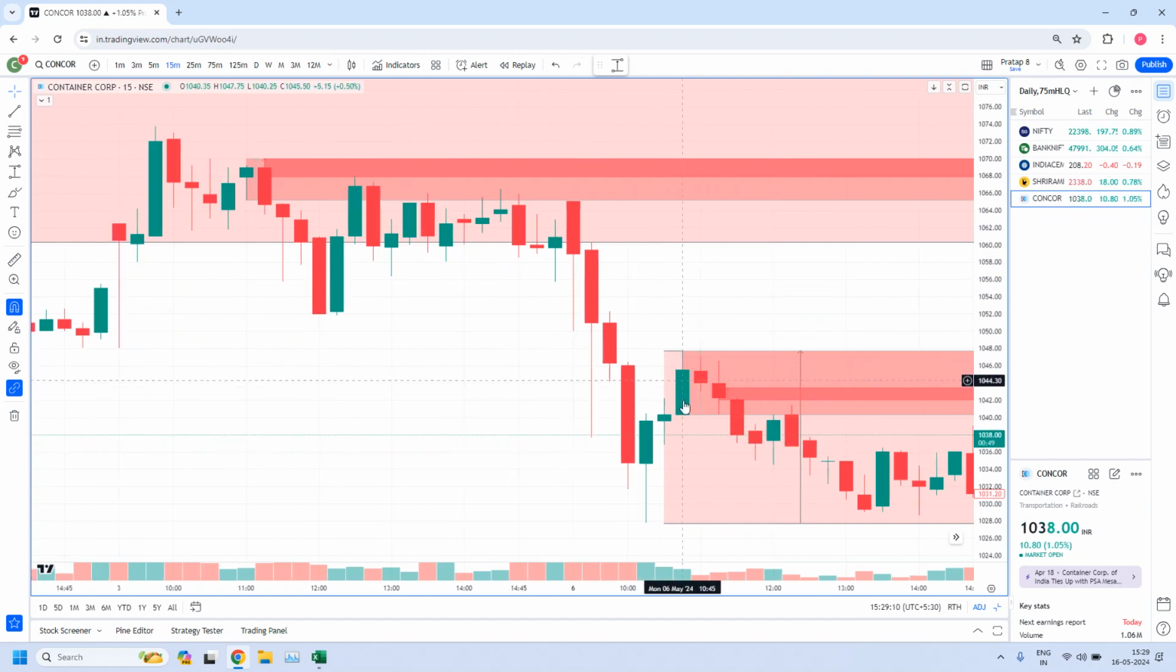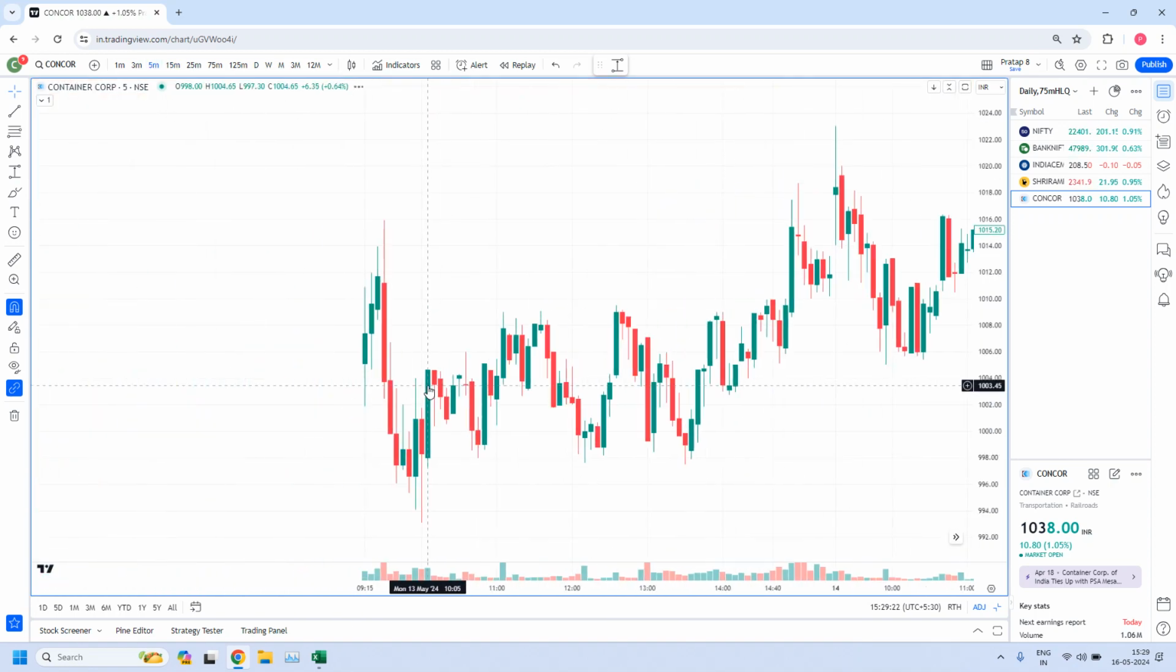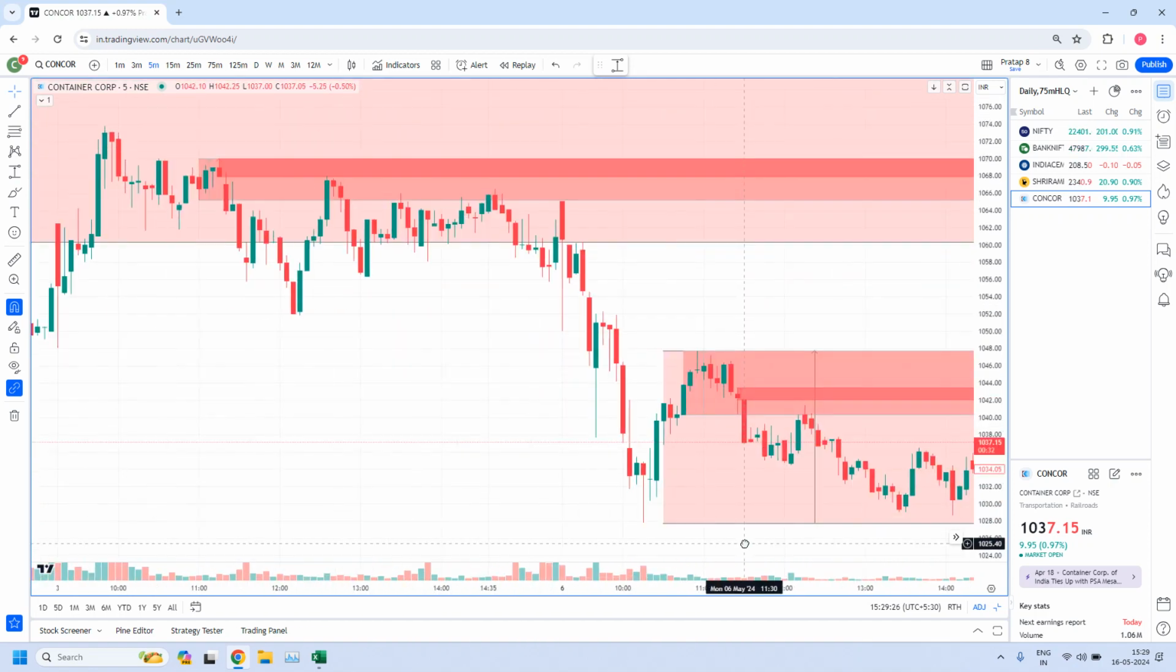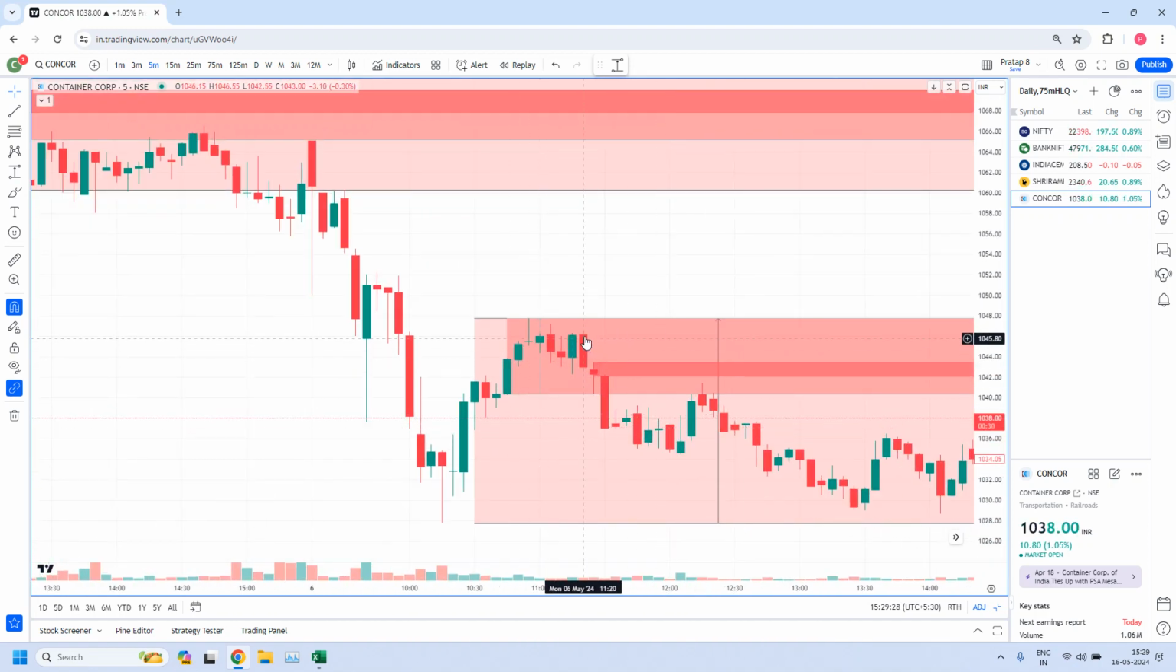Here we have a rally, 2 base candles and a drop candle. This is the 15 minute zone. Inside the 15 minute zone, again we fine-tuned with the 5 minutes time frame. So I am changing the time frame to 5 minutes. Now look into the 5 minute zone. Inside the 15, we have an excellent drop, base, drop.